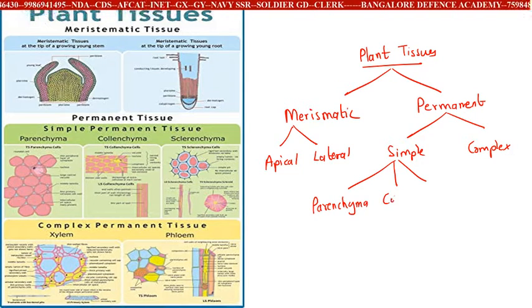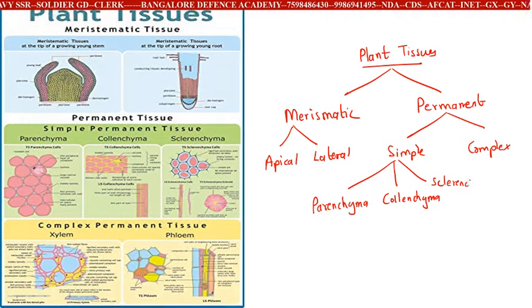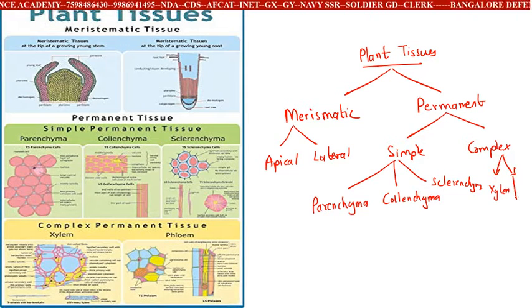Next you have collenchyma, and next you have sclerenchyma. This is important. And complex here is further divided into xylem and phloem. So xylem and phloem, these are the important parts. Now let us try to understand this meristematic tissue and that too the apical tissue.